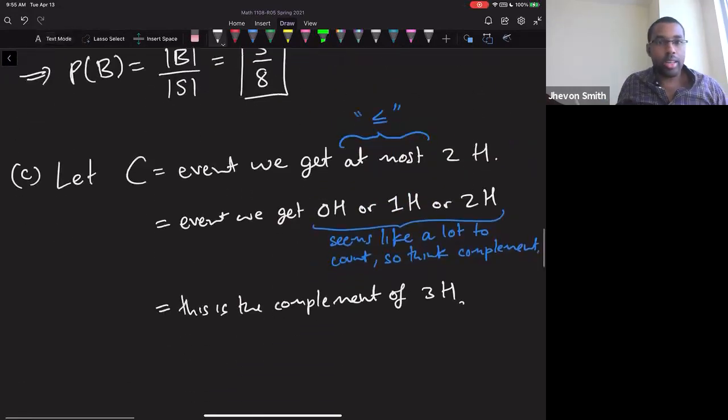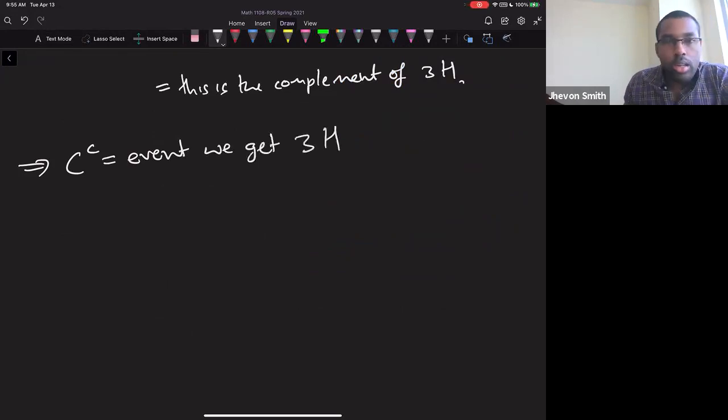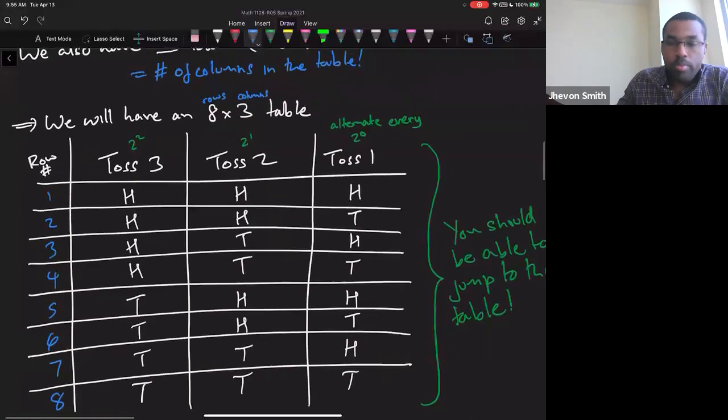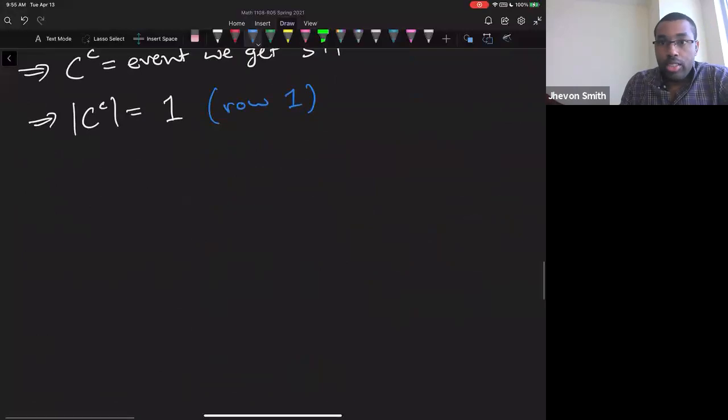The complement is going to be easier here. So notice here that C complement is the event we get 3 heads. This means that the size of C complement is 1. There's only one way to get 3 heads, and that's row 1, if you look in this table. But that's also sort of obvious, I think. You toss 3 times, you get 3 heads. There's really only one way for that to happen. You have to have H in every position. But you can just realize that that's also row 1.